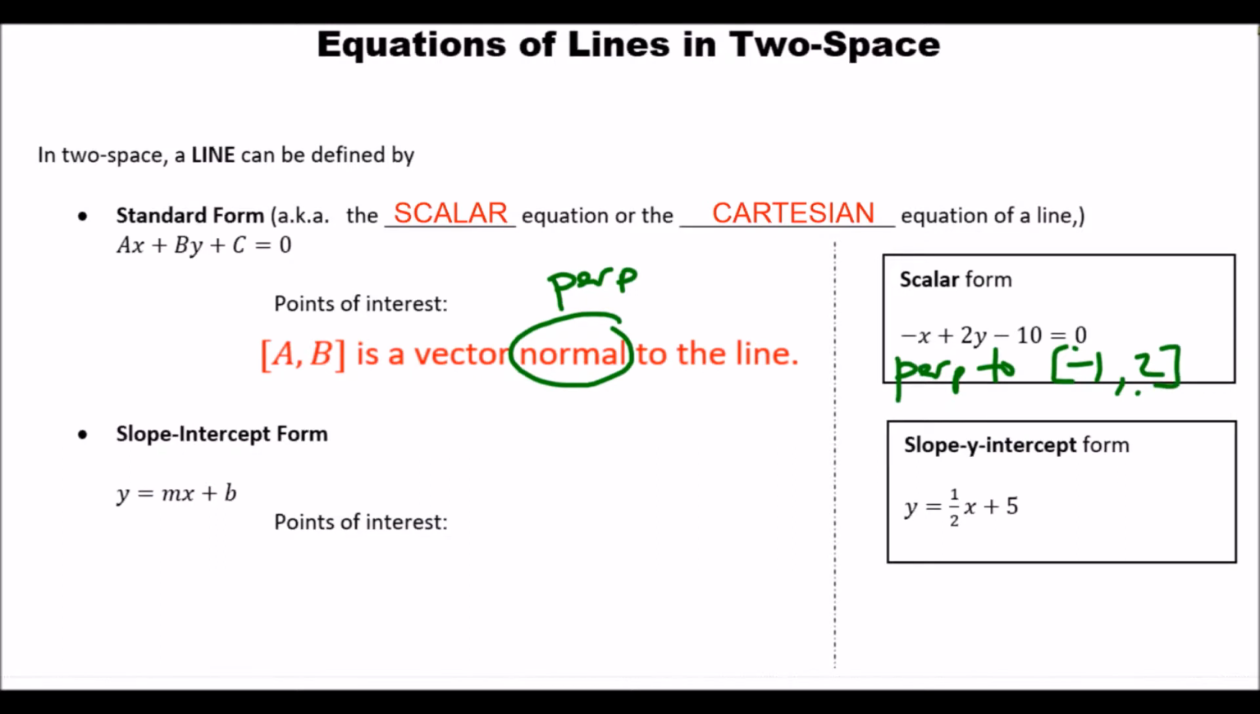Slope-y-intercept form, points of interest here. M is the slope, and b is the y-intercept. This was talked about a lot in grade 9 math, and again we talked about it in calculus. So this guy here, that is my slope.